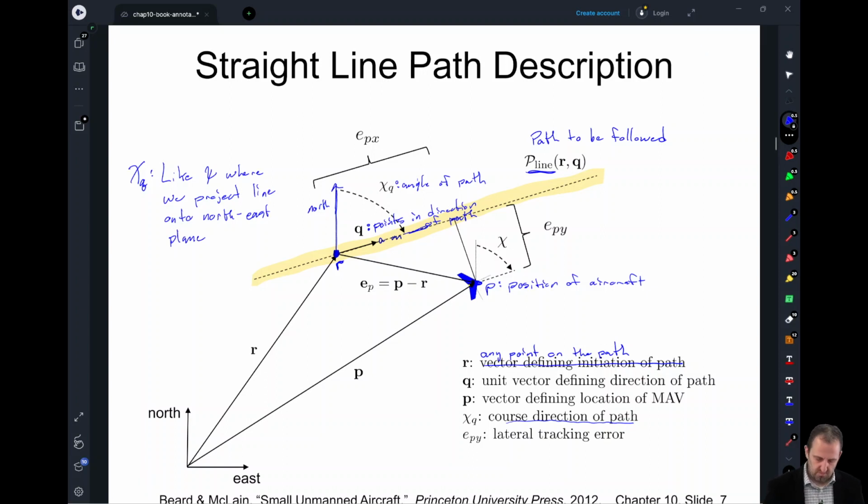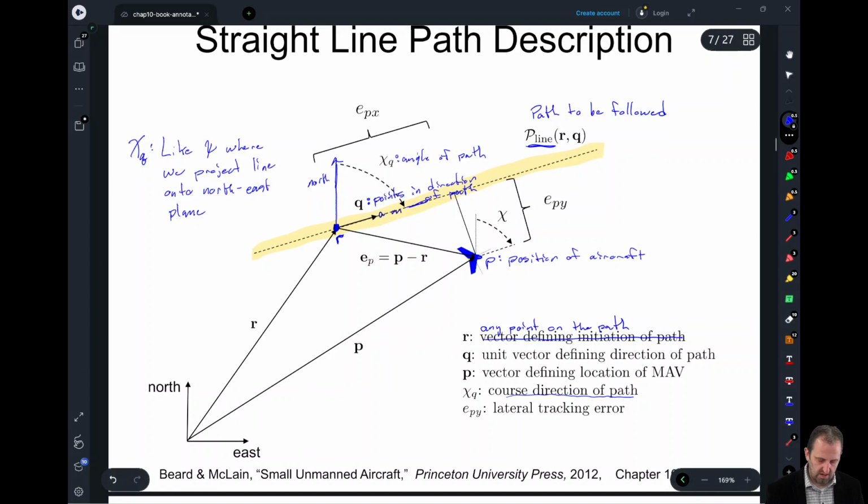Excellent. So then we're going to define this error vector, E sub p. So this is just an error vector from P to a point on the line, from the aircraft to a point on the line.